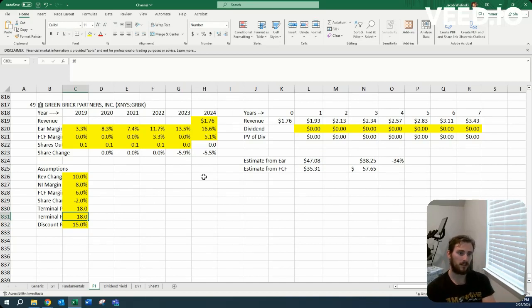Again, that's with cut margins going closer to pre-COVID levels. I mean, it's an interesting company right now. I'd say the valuation on this one intrigues me the most.